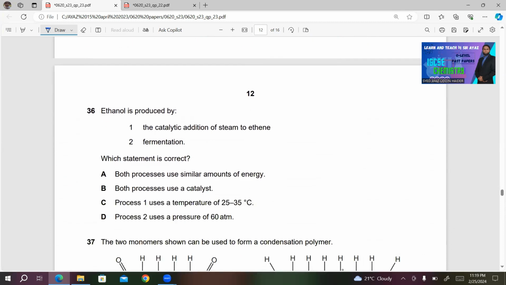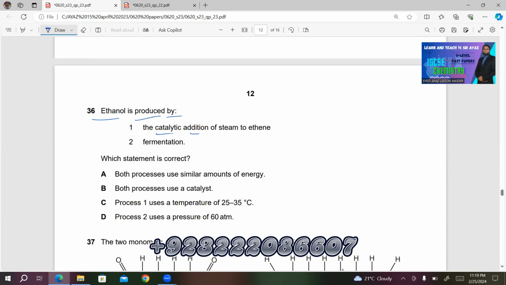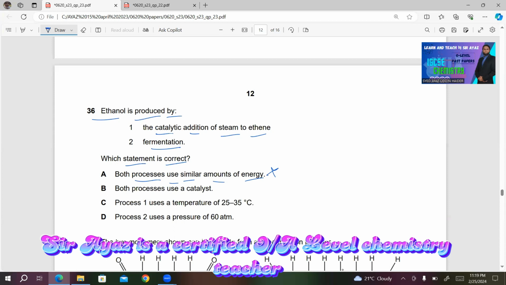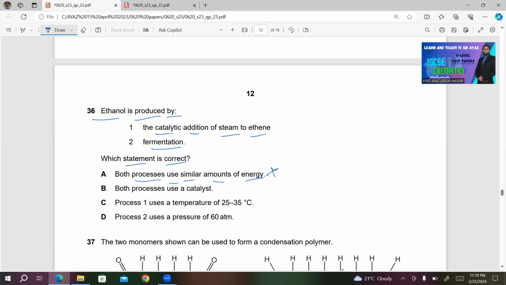Number 36. Ethanol is produced by number 1, the catalytic addition of steam to ethene. Number 2, fermentation. Which statement is correct? A, both processes use similar amounts of energy. This is wrong. In both the processes, the amount of energy is different because in catalytic addition of steam, high temperature is needed. In fermentation, we don't need high temperature. Low temperature is enough. Like it's between 18 to 28 degrees centigrade.